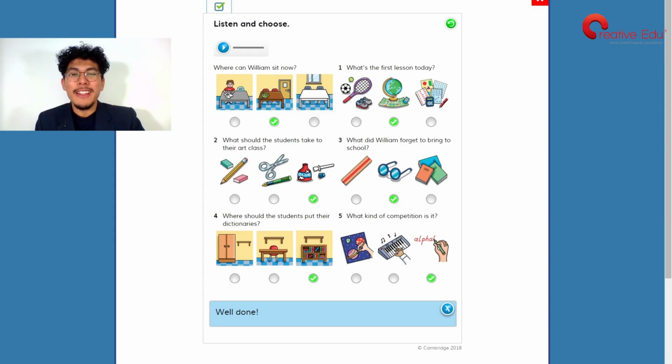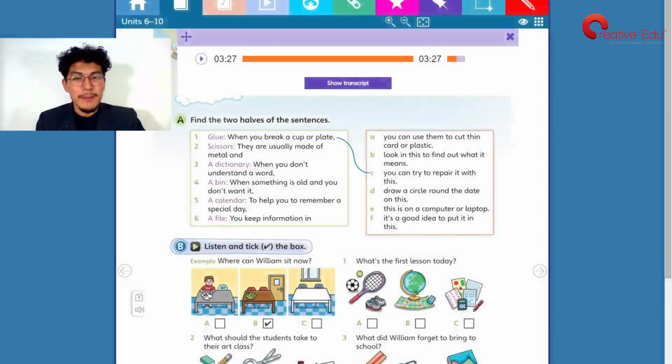Alright, so we're checking our answers and we got all of them correct. So William sat in B, B, C, B, C, and C. So we got them all correct.